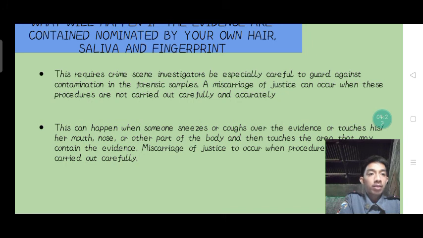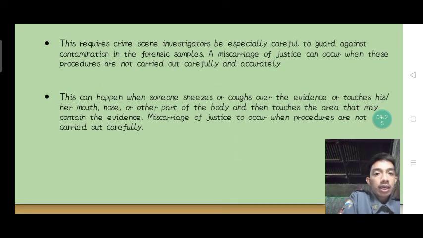So, sa pangalawa naman, this happens when someone sneezes or coughs over the evidence and touches her mouth, nose, or other part of the body, and then touches the area that may contain the evidence. Miscarriage of justice can occur when the procedure is not carried out carefully.